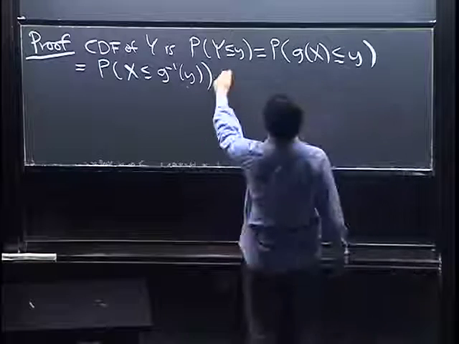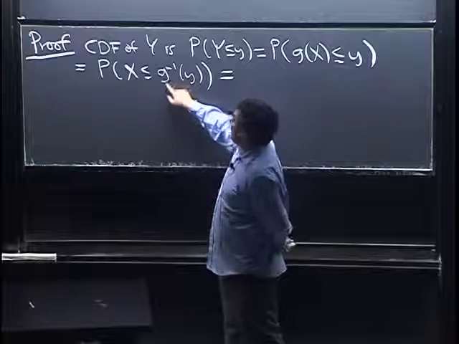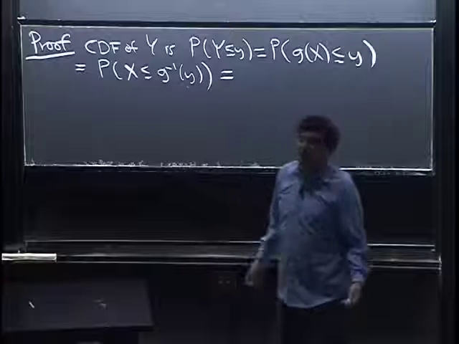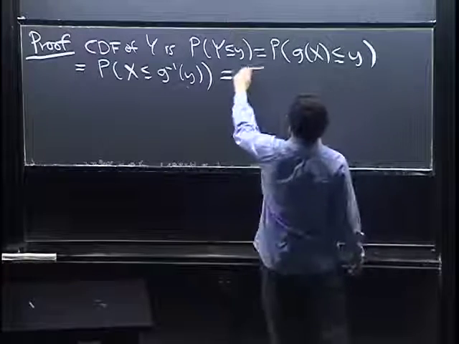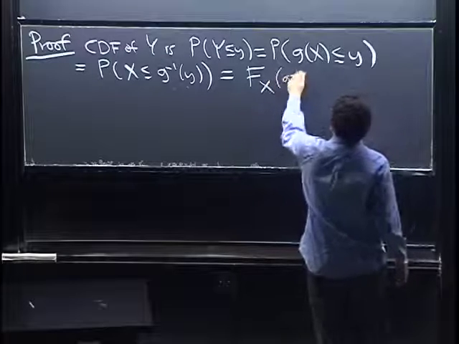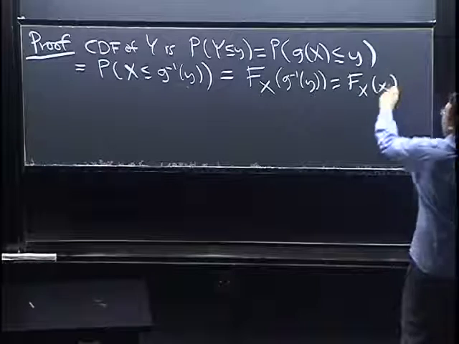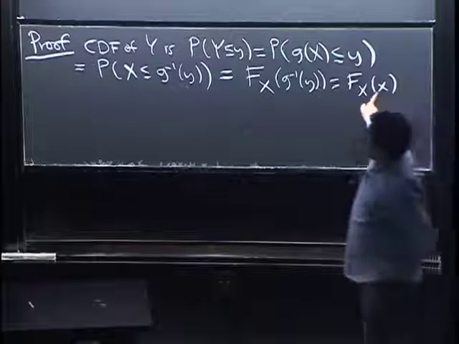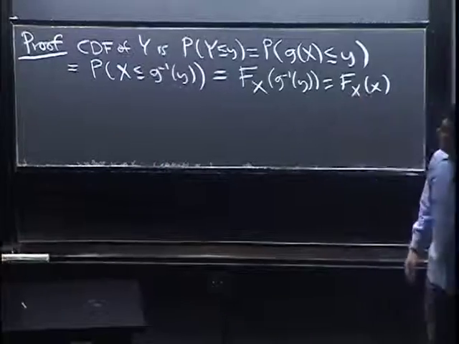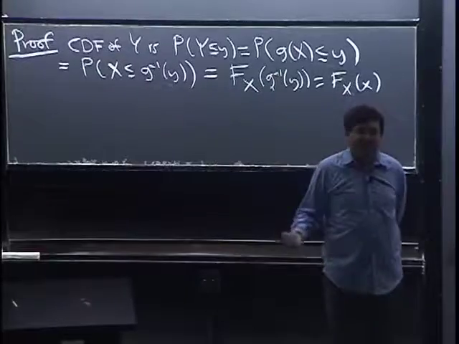But notice that this is just the CDF of X evaluated here, right? That's just the definition of CDF. So hopefully this is very, very familiar by now. That's just the CDF of X. Let's call that F sub X of g inverse of y. And just to make the notation a little bit nicer, really that's just F_X of x. Because I defined it, I wrote over there x is g inverse of y, so that's an easier way to write it. So basically what that says is that for the CDF, you don't really have to do much of anything, okay?